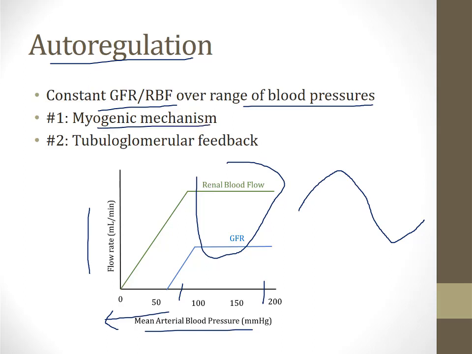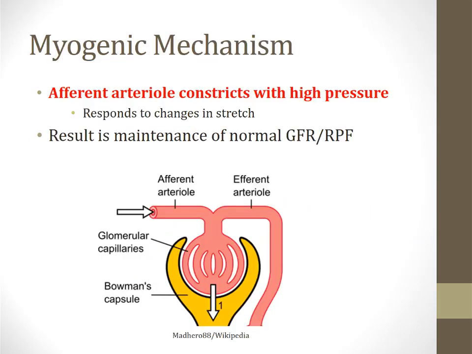And there are two major mechanisms by which the kidneys autoregulate their blood flow and the GFR. Those are called the myogenic mechanism and tubuloglomerular feedback. The myogenic mechanism refers to the ability of the afferent arteriole to constrict in response to high blood pressure. This arteriole responds to changes in stretch, and when the pressure goes up, the arteriole gets stretched and it responds with vasoconstriction.